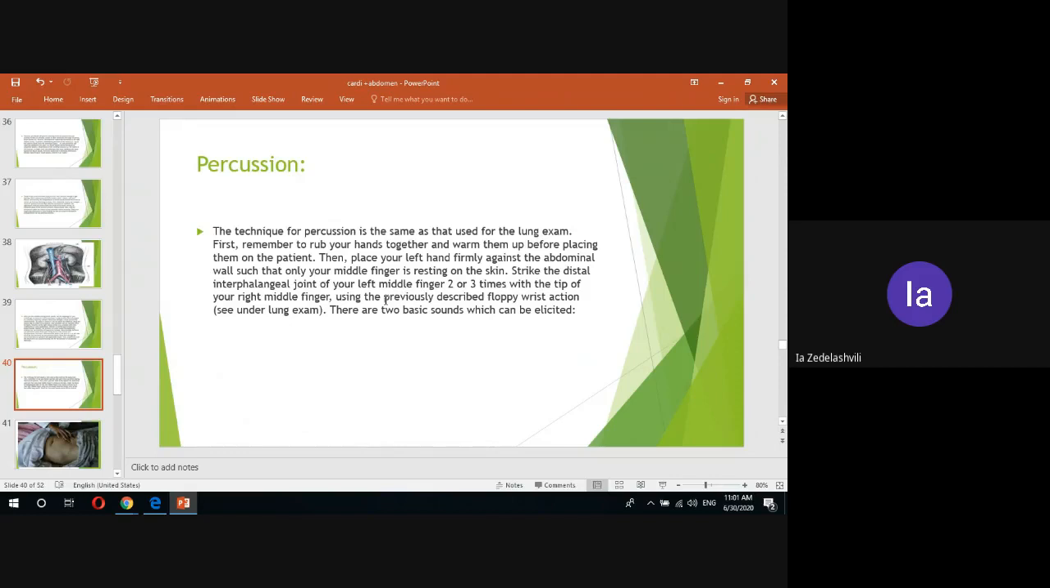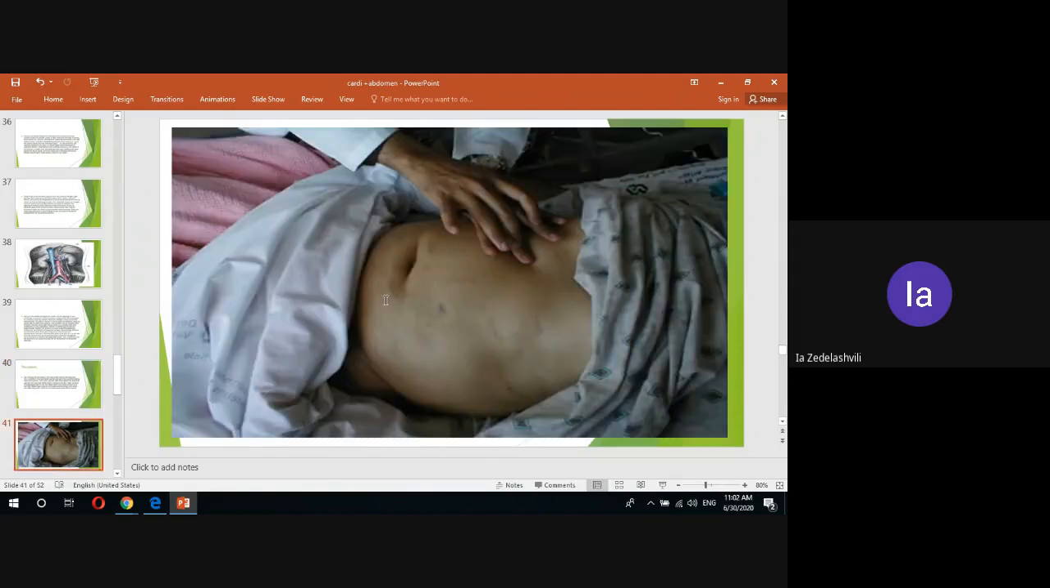Place your left hand firmly against the abdominal wall, such that only your middle finger is resting on the skin. Strike the distal interphalangeal joint of your left middle finger two or three times with the tip of your right middle finger using the previously described floppy wrist action. There are two basic sounds which can be elicited.